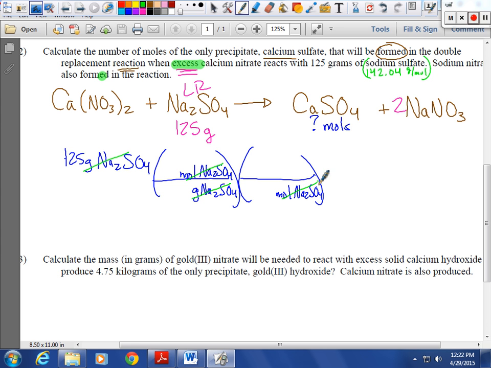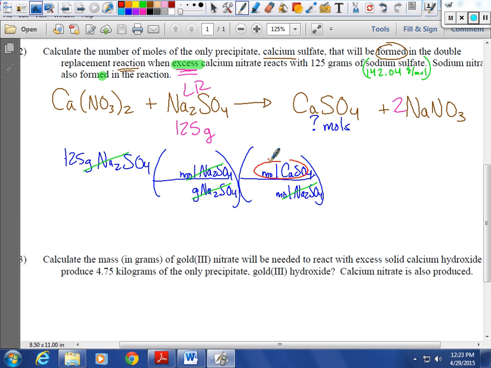But what's got to go on top? Very good. Moles of calcium sulfate. Can I stop right there? What's the question asking me for? Moles of calcium sulfate. So can I stop? Yes, I'm done. This is what the question was asking me for, so I can stop right there. Now we just need numbers.